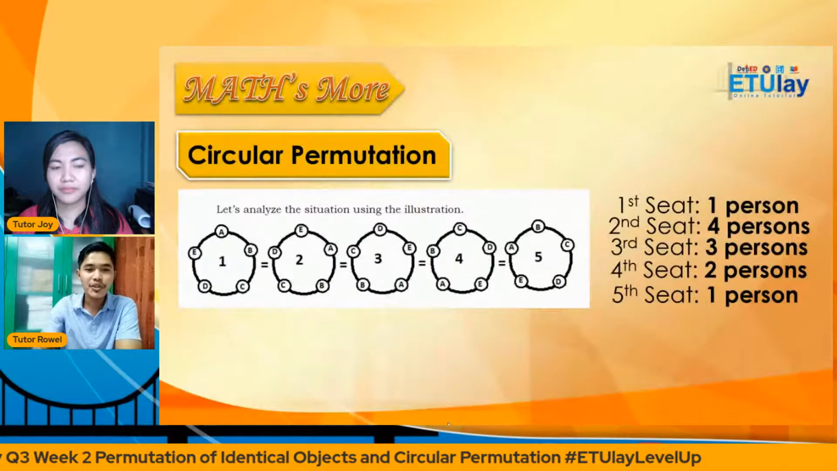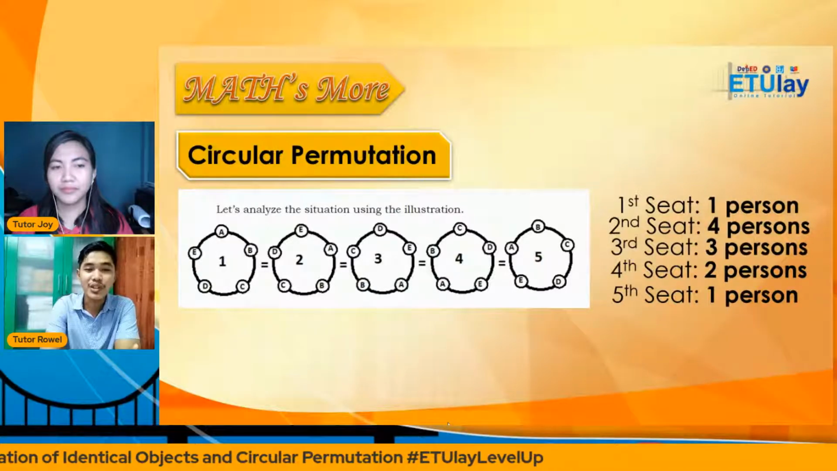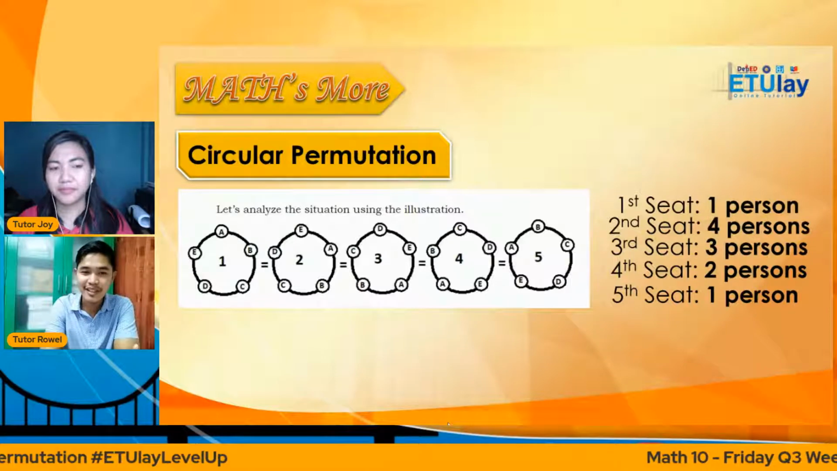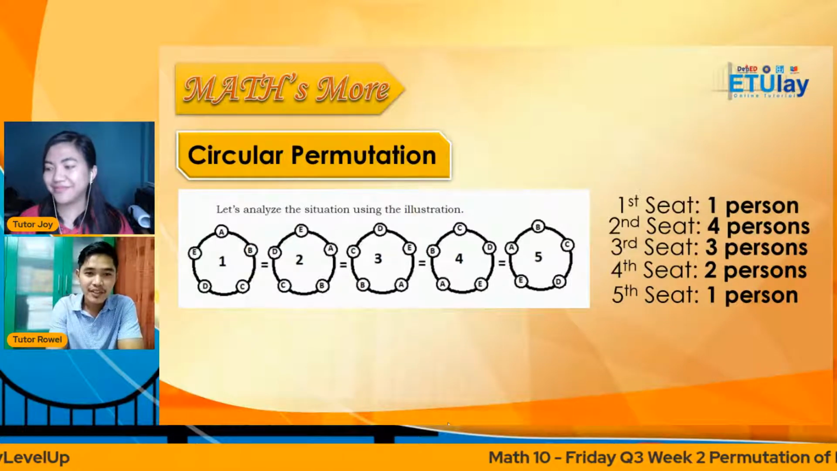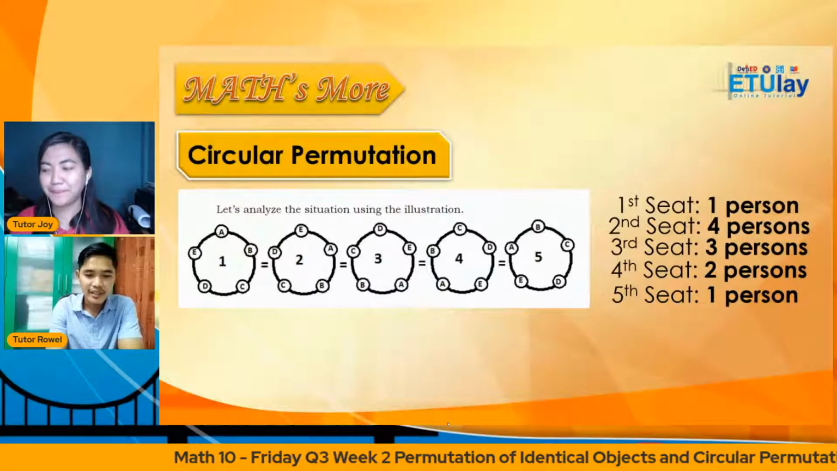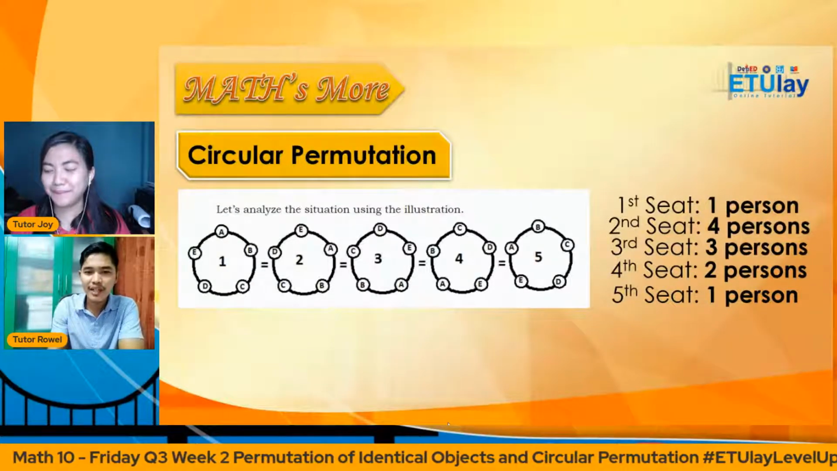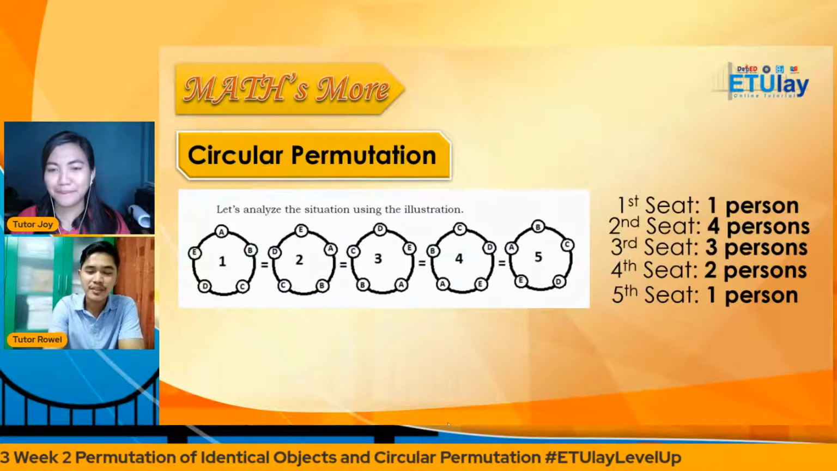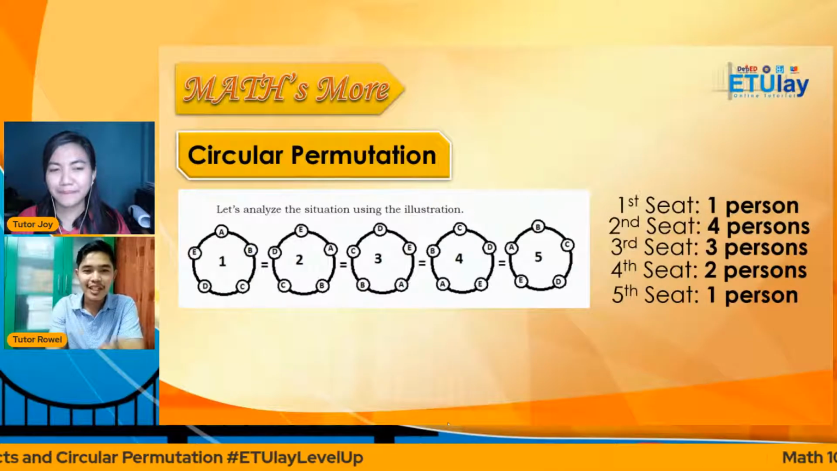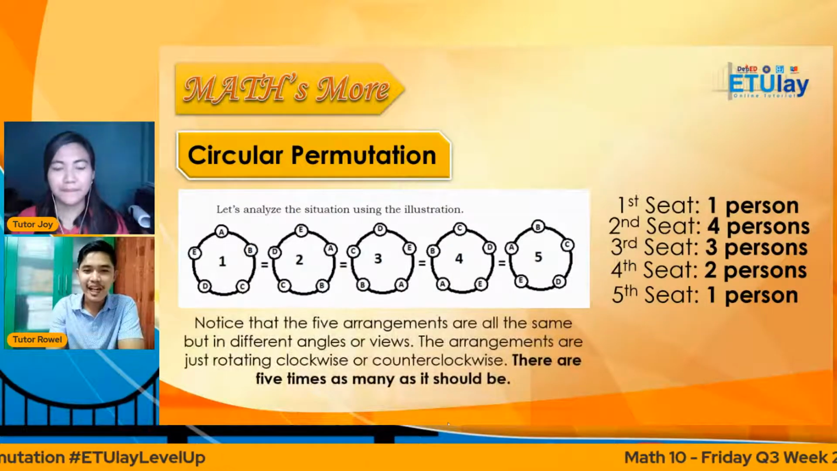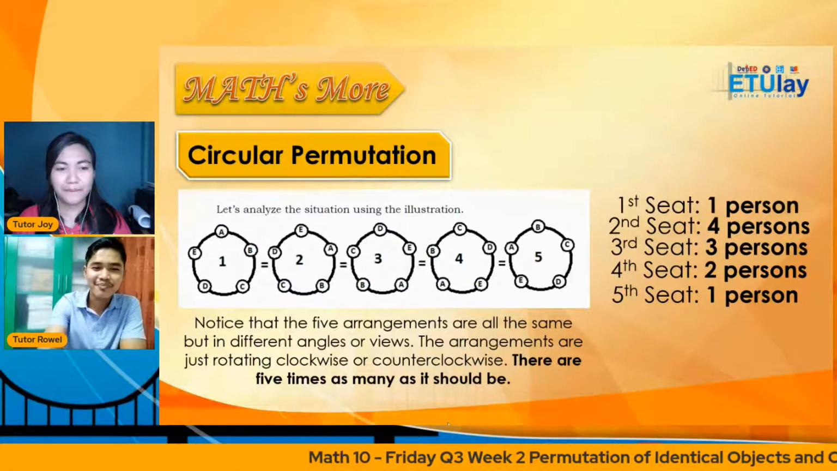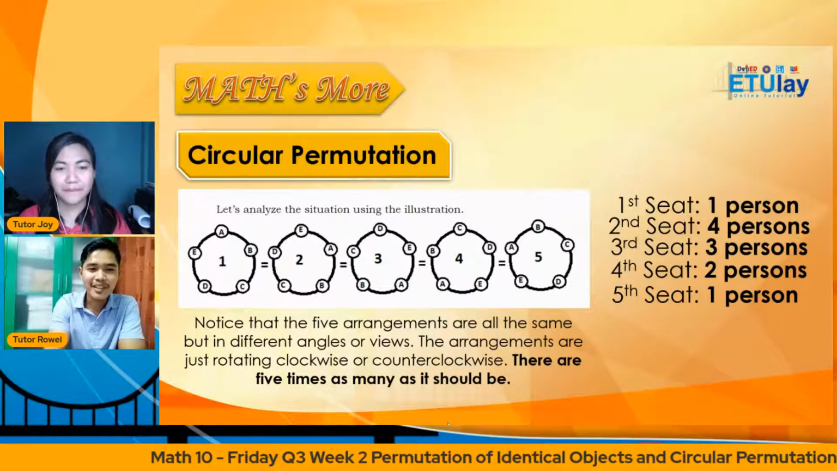Sige, ano yung reason natin diyan? Okay. If you will observe, we will analyze the situation using the illustration. Ito yung possible arrangement sa round table, athletes. Okay. Ayan, may mga assignment kung sino yung nakaupo. We have A, B, C, D, E. Tapos yung arrangement niya pwedeng clockwise or counterclockwise. Anong na-observe po ninyo sa unang illustration, ikalawa, ikatlo, ikaapat, at ikalima? Ano yung na-observe mo sa arrangement nila?